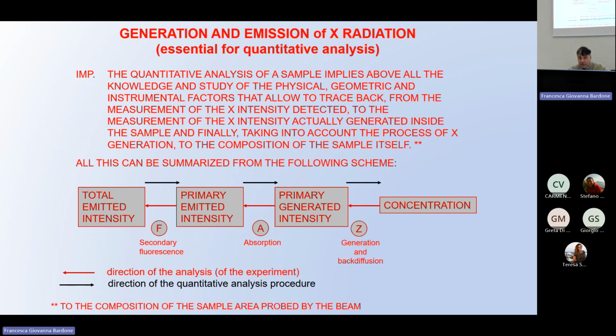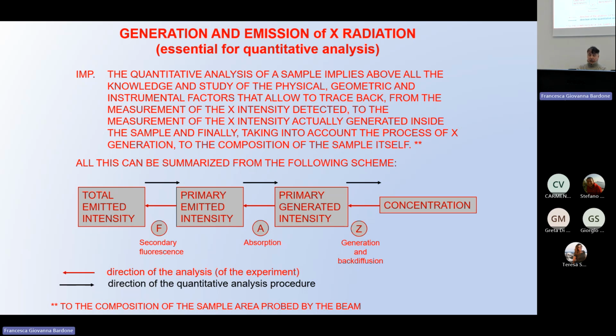This is called F, secondary fluorescence. So you need to know this effect because, from the total intensity you have recorded, you need to remove the fluorescence effect, the ionization due to the effect which is not derived. After you have removed the secondary fluorescence, you have the primary emitted intensity, the real intensity which is produced inside. Then you need to know another effect, which is called absorption.